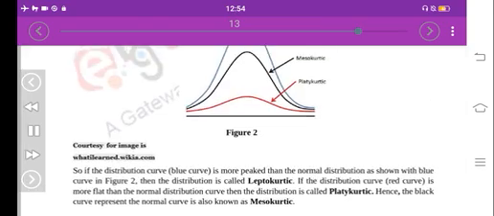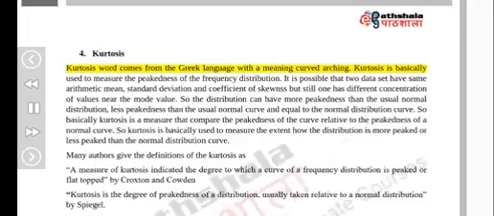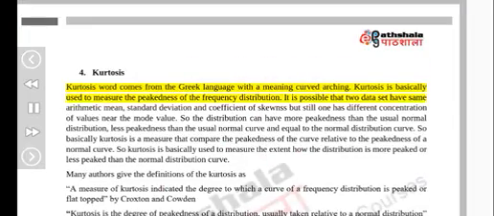4. Kurtosis. The word kurtosis comes from the Greek language with a meaning of curved or arching. Kurtosis is used to measure the peakedness of the frequency distribution. It is possible that two datasets have the same arithmetic mean, standard deviation and coefficient of skewness, but one has a different concentration of values near the mode. So the distribution can have more peakedness than the normal distribution, less peakedness than the normal curve, or be equal to the normal curve. So kurtosis is a measure that compares the peakedness of the curve relative to that of a normal curve.